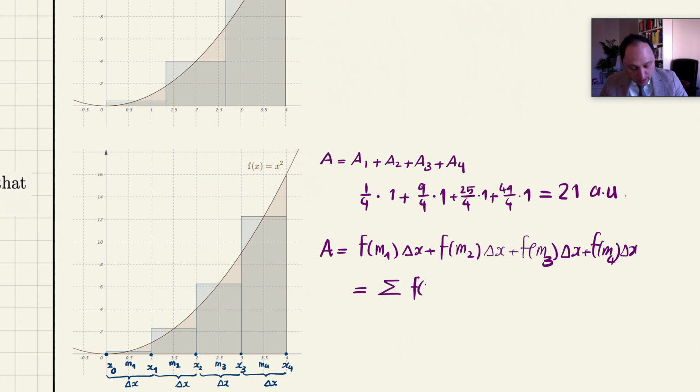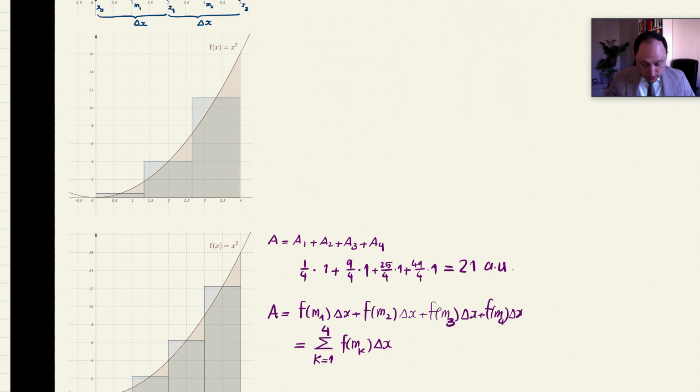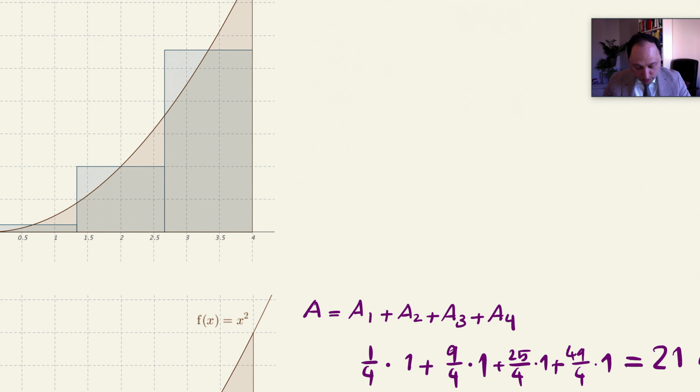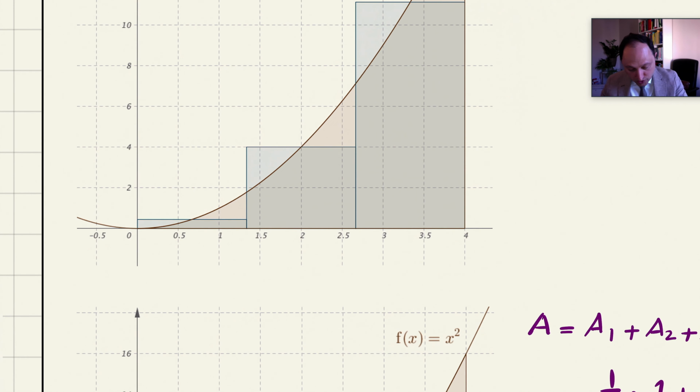I can write f of m sub k delta x, and then I run k from 1 to 4 in this case. Okay, so I think it's better not to spend that much time on the other one, but here the midpoint, so let me just give you the highlights. So here this is x node, this first one is x1, this next one is x2, and this one is x3.